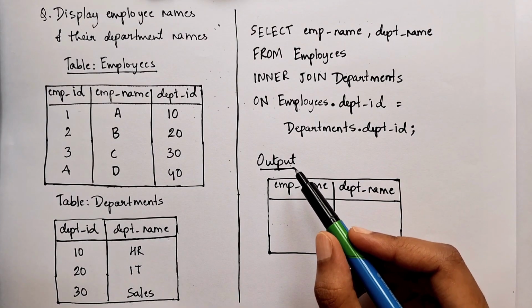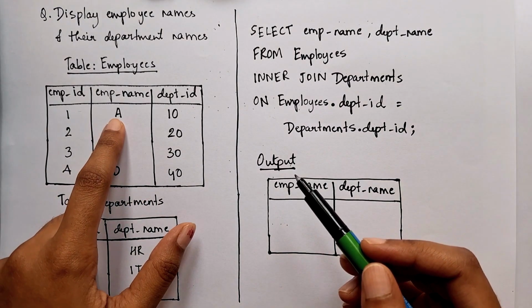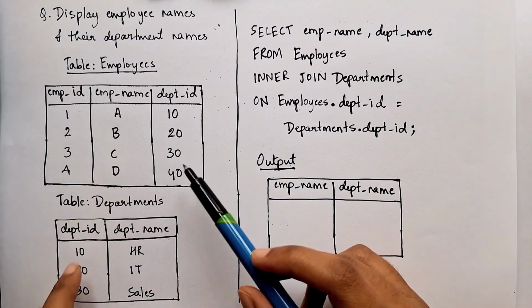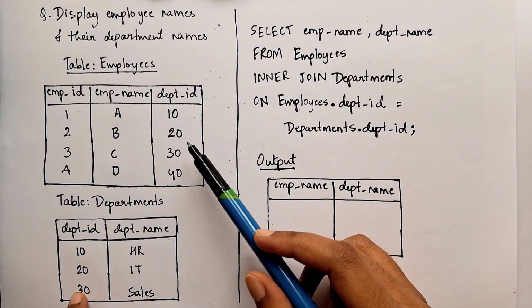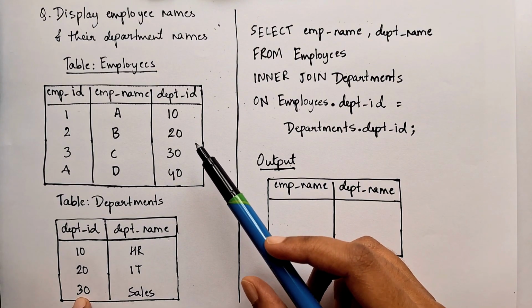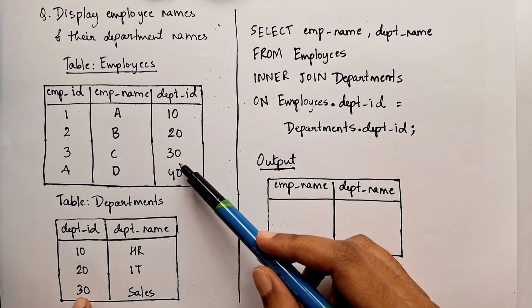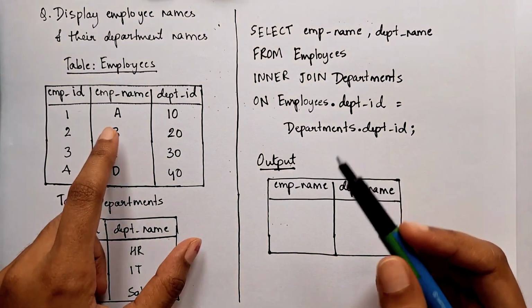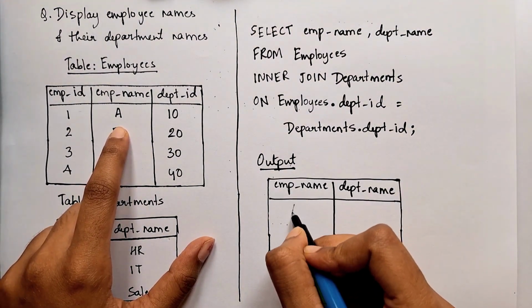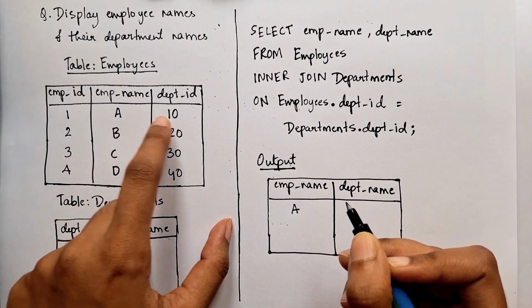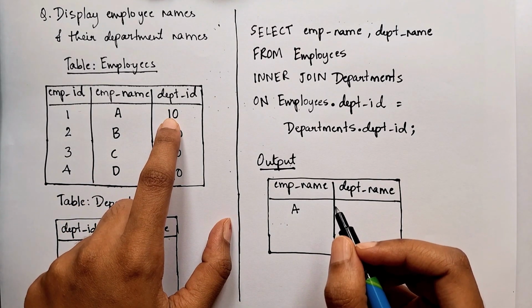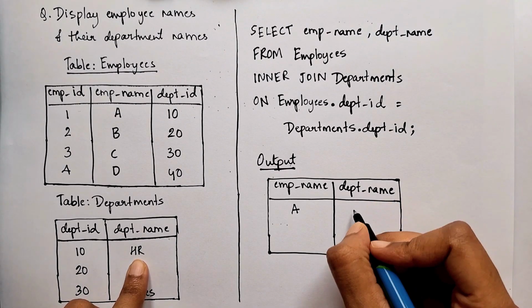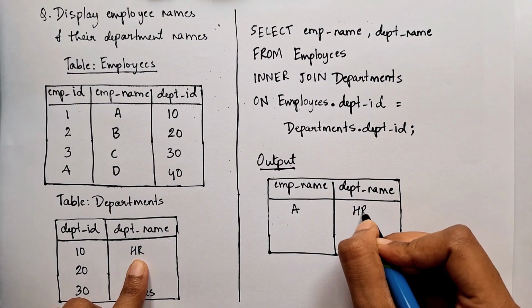Now let's look at the output. Employee name A, B and C have matching department ID values in the department table, that is 10, 20 and 30. So they are included. So I write here, for employee name A, department ID is 10, which is present here. The department name is HR. So I write department name HR.